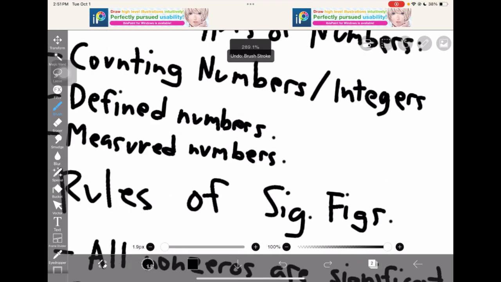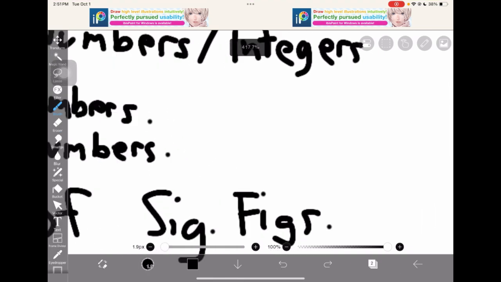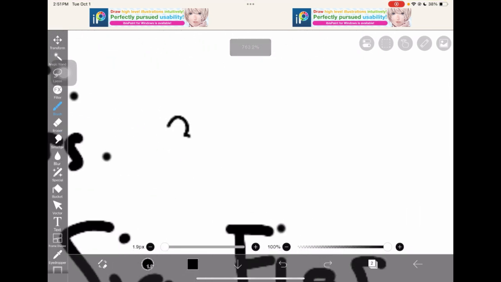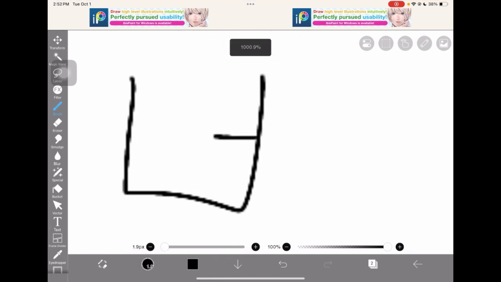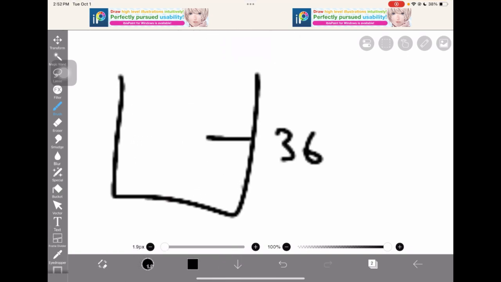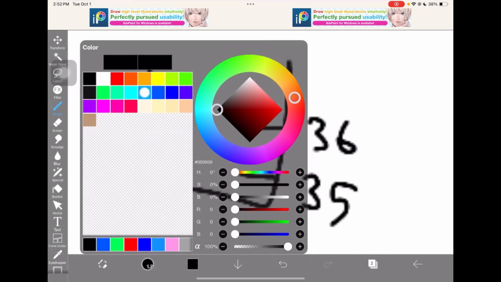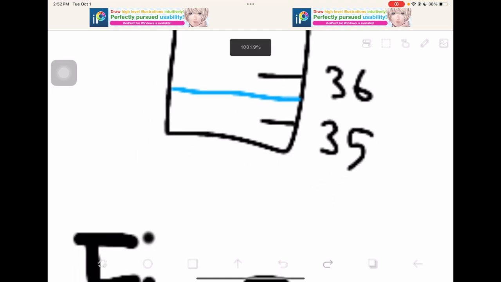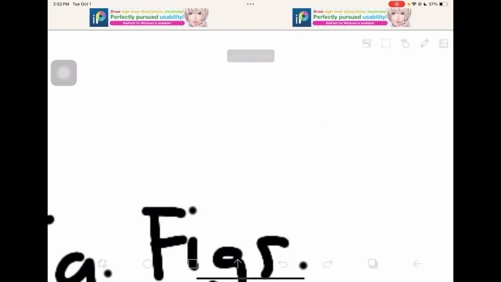And measured numbers are just measured using estimates. So let's say you have a beaker here, and then you have the lines 36 and 35. However, the water only goes until, let's say, here. You can say that this is 35.5. This is the number, and this is your estimate. These values are never exact, and that's why we call them measurements.